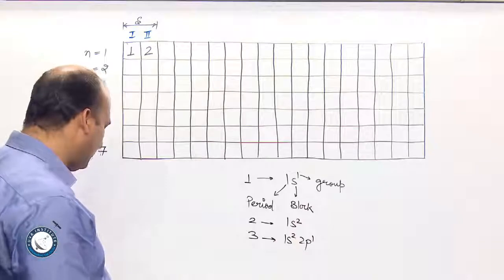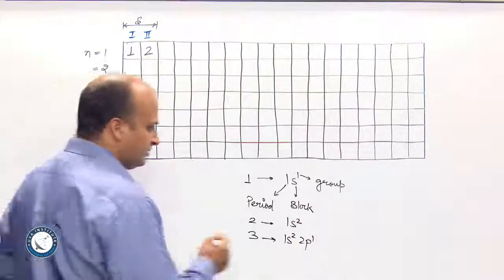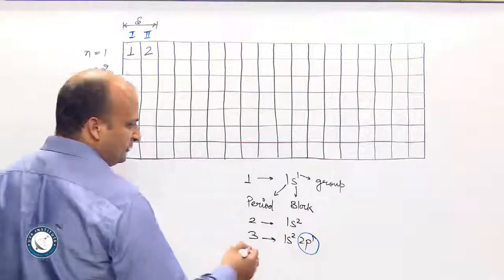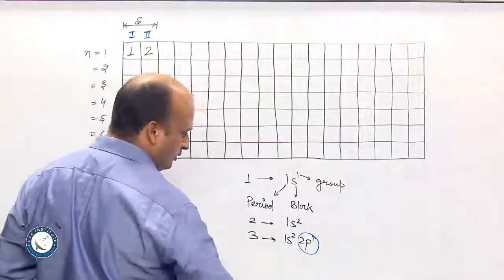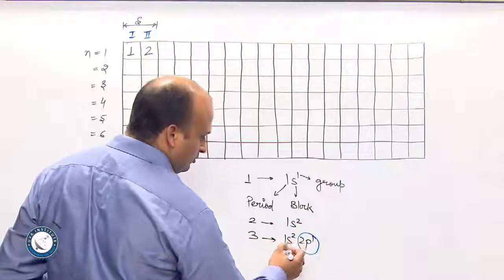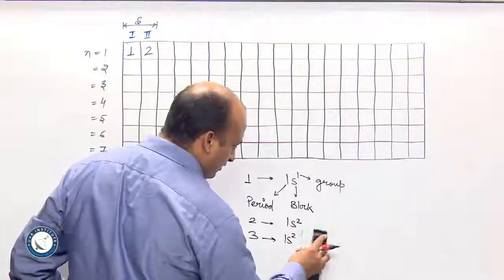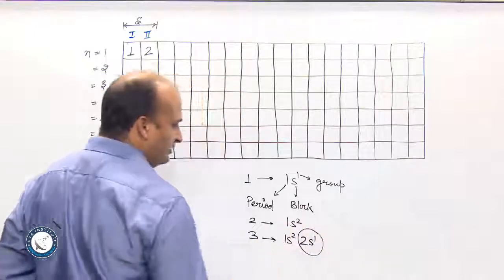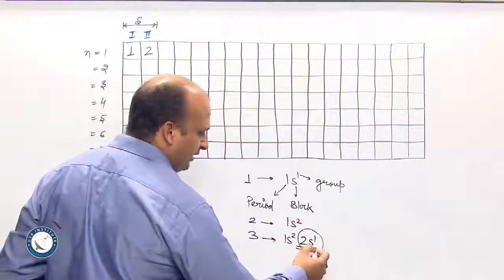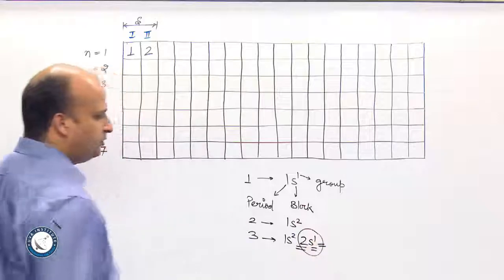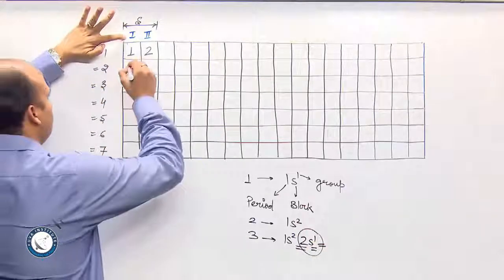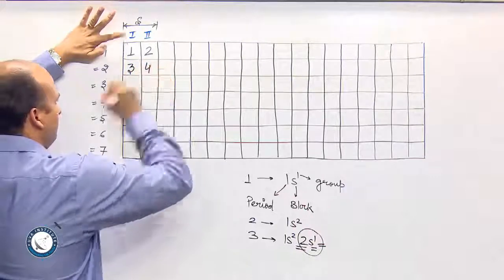So you have to check now. In this case, you have to check this 2s1, I marked it wrong, sorry. So 2s1 means second period, s block, first group. So this is 3. Same way 4.